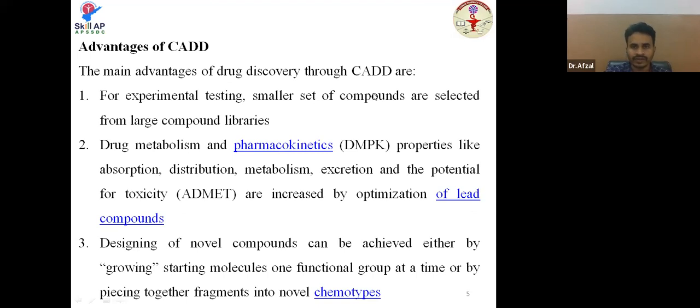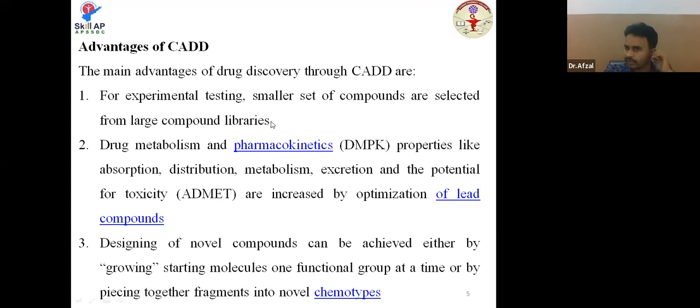So what are the advantages of computer-aided drug discovery? As discussed earlier, for experimental testing, we need a smaller set of compounds from larger compound libraries. Previously, I told you that for testing, you need a large number of compounds. But the computer is able to discover which type of compounds are better. That means you will filter most of the compounds. The computational methods are able to filter the majority of the compounds, and we are only using a smaller number of compounds that may have potential activity. Then we will go for experimental testing in the laboratory, right?